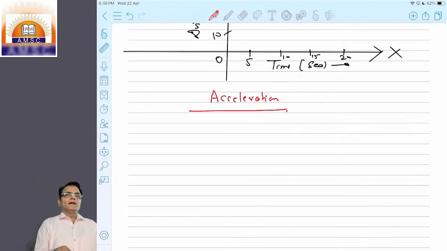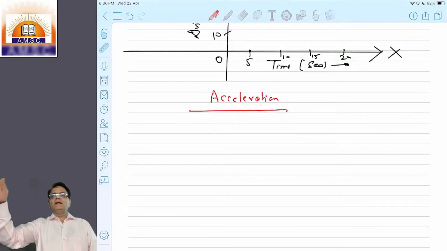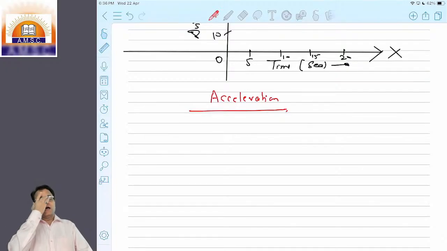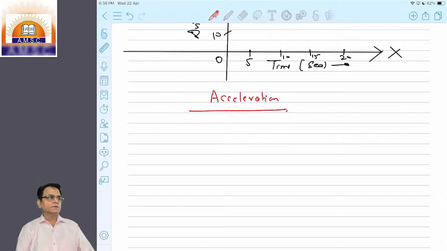An object is said to be accelerated if it increases or decreases its speed with respect to time. If it increases, then it is said to be positive acceleration. But when the speed decreases with respect to time, it is considered to be retardation. Acceleration with a negative sign should be known as retardation. Is this clear?